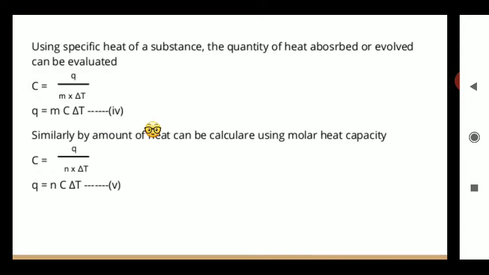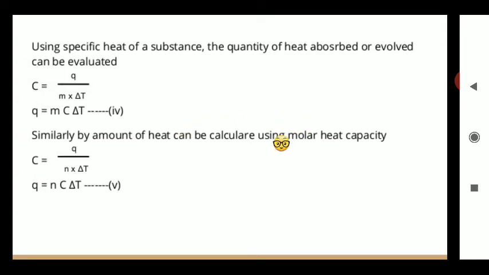This relation we will derive in the form of Mayer's formula, and this formula is known as Cp minus Cv is equal to R. How these relations can be found out, we will discuss very soon in my next video, that is the Mayer formula and how Cp minus Cv is equal to R. Before doing this relation, now we are proceeding towards the concept of calorimetry.